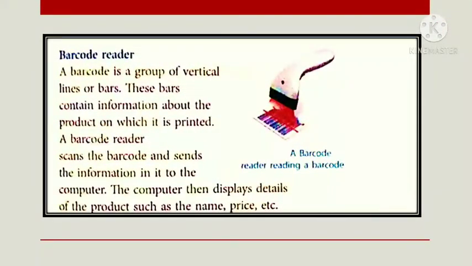Next is barcode reader. This is a very common device being used in shops and malls. A barcode is a group of vertical lines or bars, right? These bars contain information about the product on which it is printed. A barcode reader is specially designed to scan the barcode and sends the information in it to the computer. The computer then displays details of the product such as the name, price, etc.